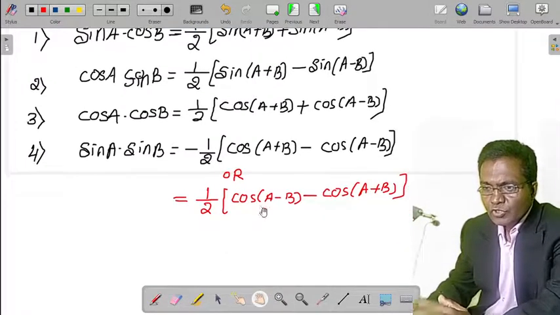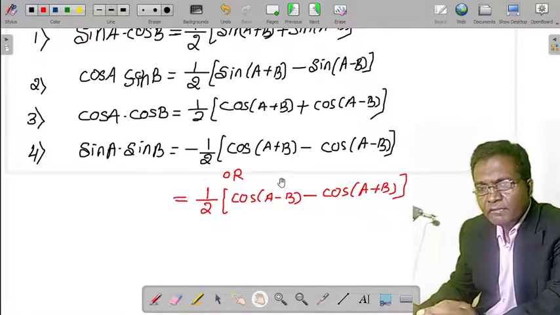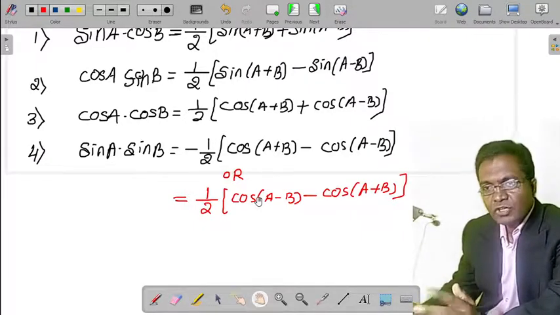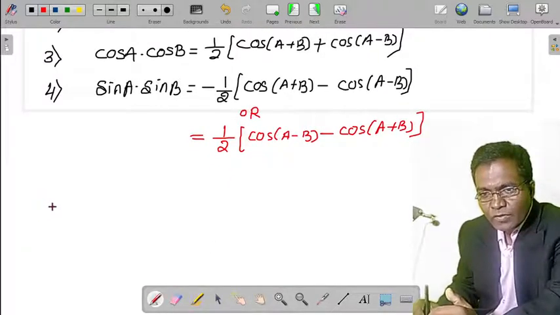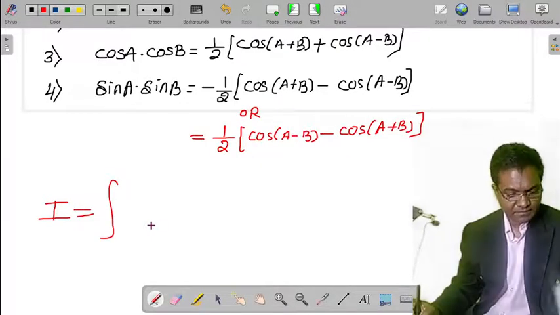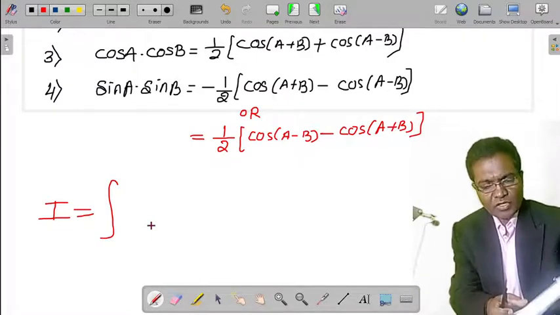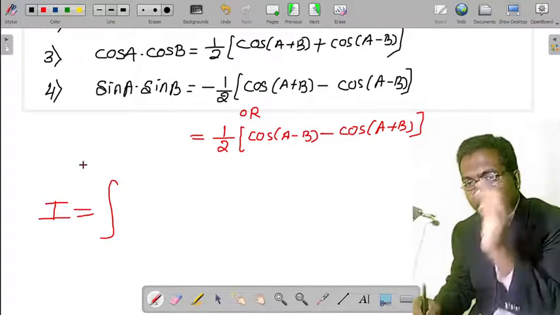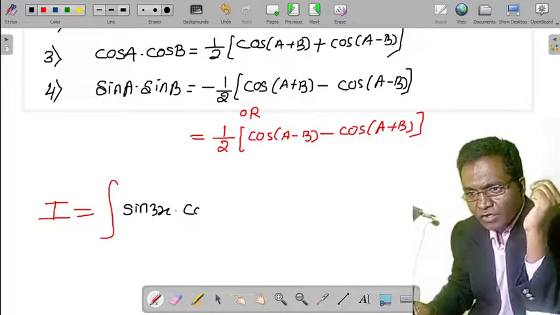Okay, so please do remember these transformation formulas. These play a very important role while integrating the product of sine and cos, or cos and cos. So in the given example, this was our case: integrating sine 3x into cos 4x.